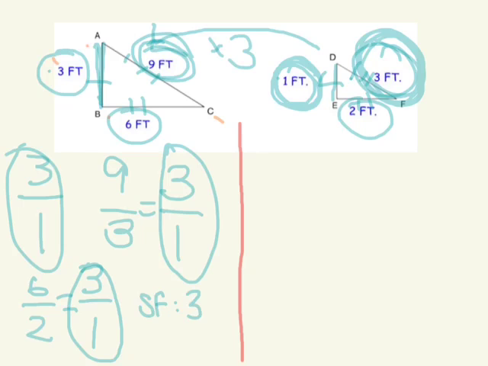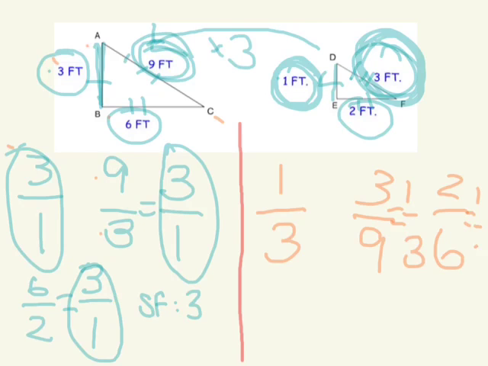So instead of doing 3/1, I could have done DE over AB, 1/3. Or instead of doing 9/3, I could have done 3/9, and I could have done 2/6. So had I done my ratios in the other direction, all of these ratios simplified to 1/3. So the scale factor is a third.